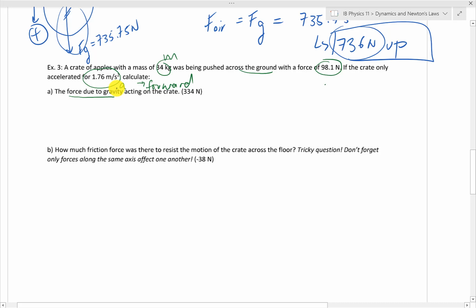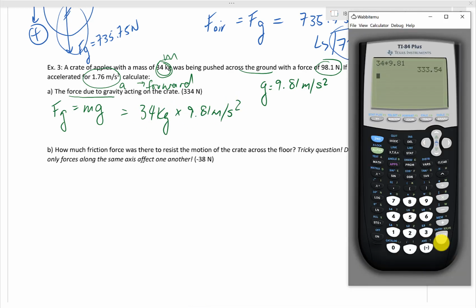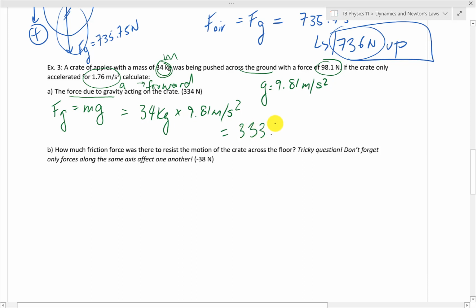So it doesn't seem like we need a free body diagram yet, so let's just get this problem done first. We know the force due to gravity is the mass times the gravity on Earth, which we know is 9.81 meters per second squared. And we know the mass of the crate. We can just put these values into the equation, giving us 333.54. Oh, hey, look, I forgot to take away the answers here.